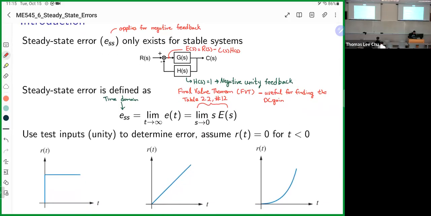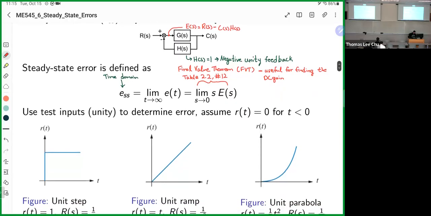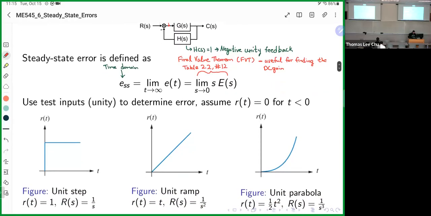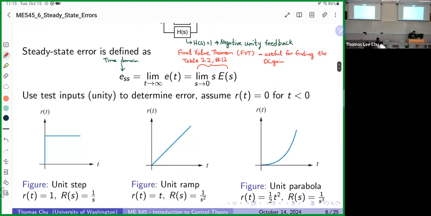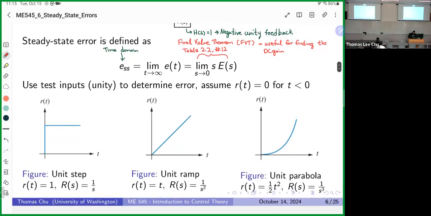So we use test inputs at unity to determine error. And we assume that for anything at negative time, when time is less than 0, our test input is 0. So these are our test inputs. We have our unit step, these are the definitions, a unit ramp, which is linear with time, and then a unit parabola, which is parabolic with respect to time. And these are the respective definitions in the frequency domain.